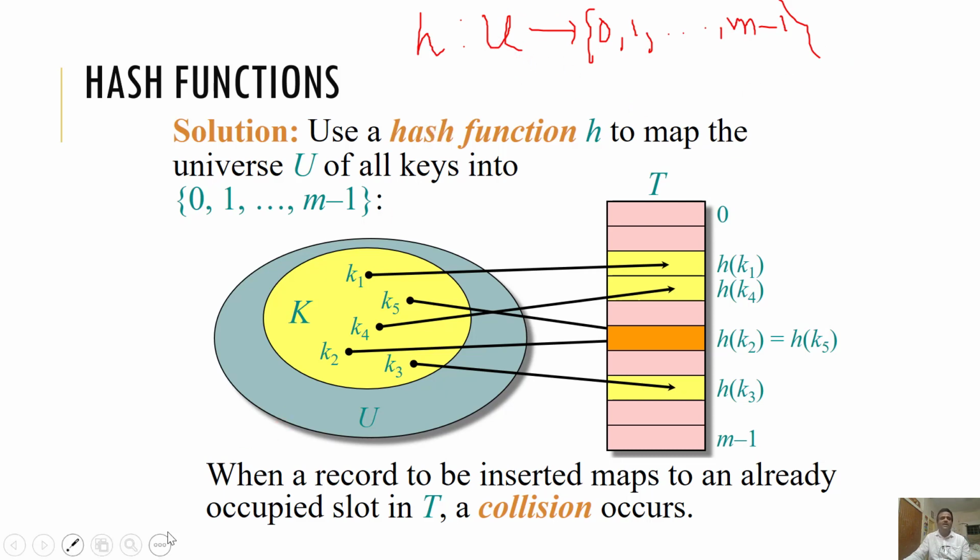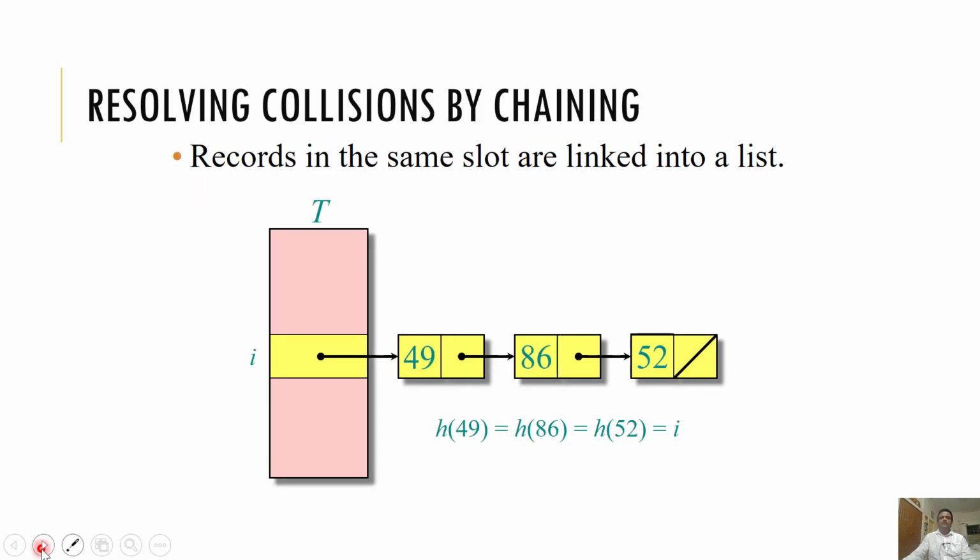Okay. So how do we handle the collision? We will use the method of chaining. Whenever two or more keys collide in some slot, we will have a linked list outside the table. So we will have extra memory outside the table.